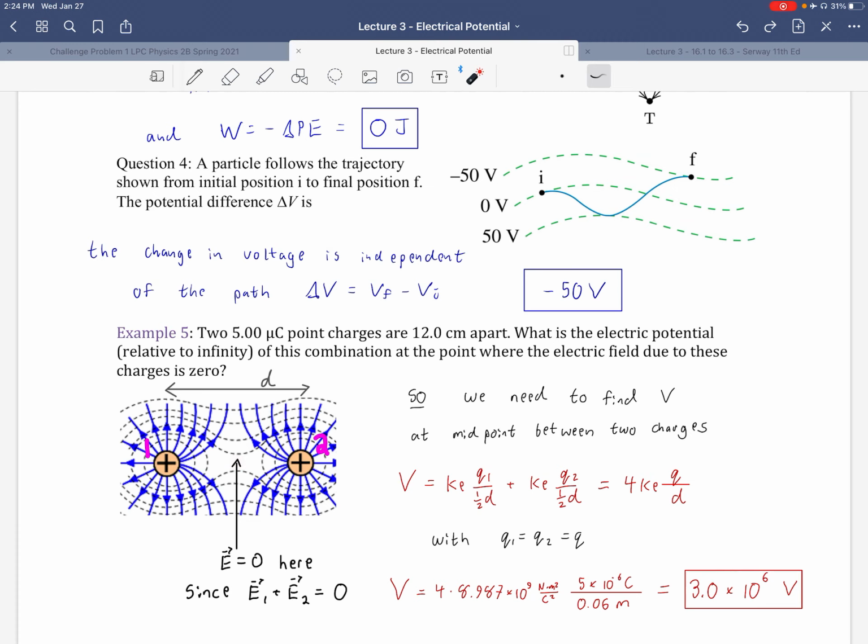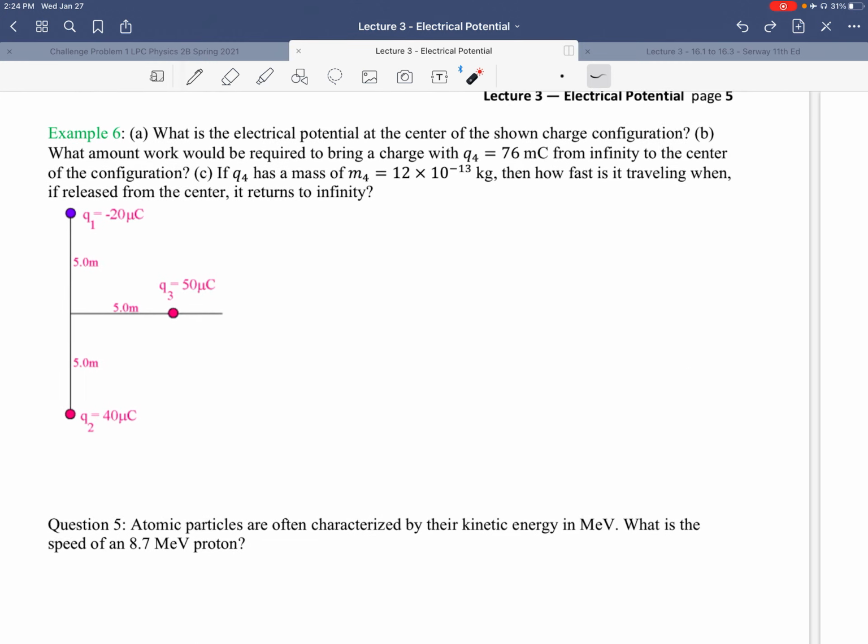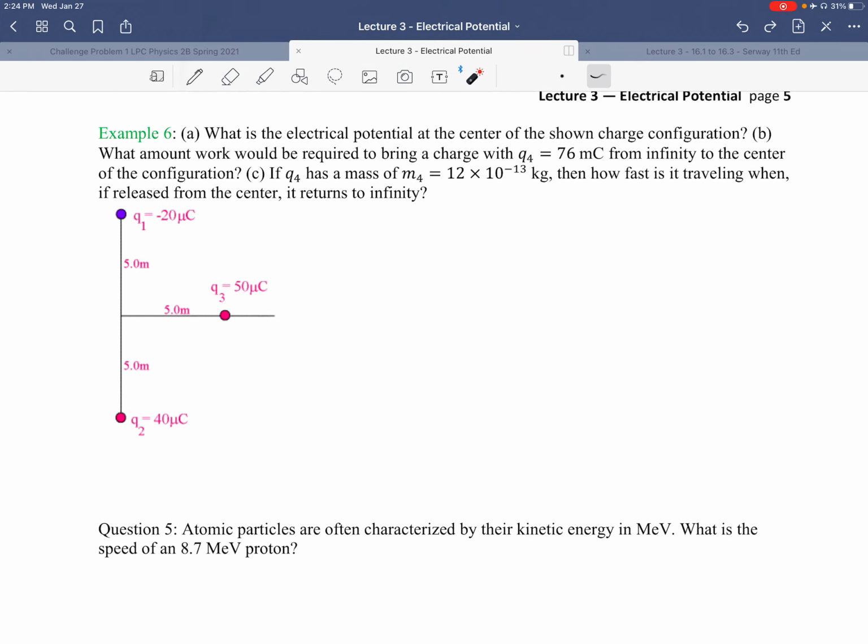In this case, that doesn't mean your voltage is 0. Got it? Okay. All right, final example. What is the electric potential at the center of the shown charge configuration? Okay, so how do we do that? We want to find the voltage right here.